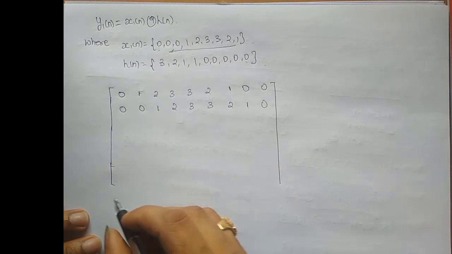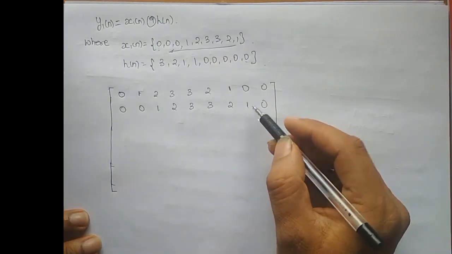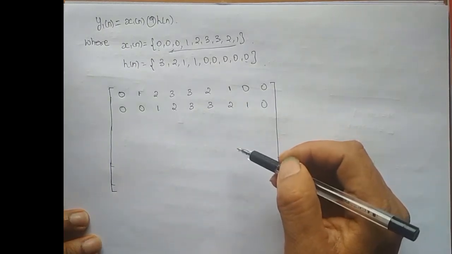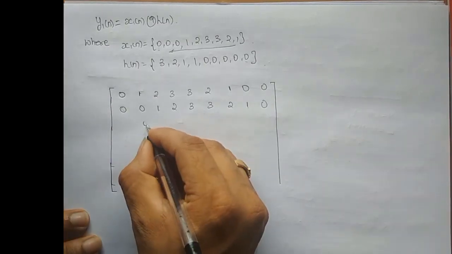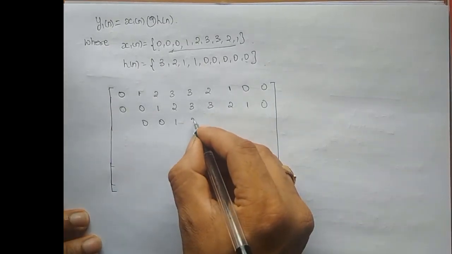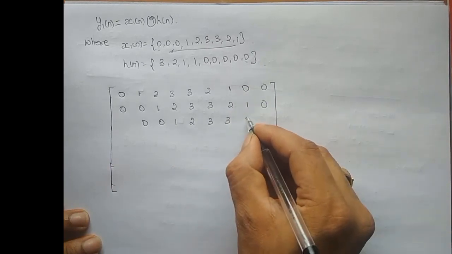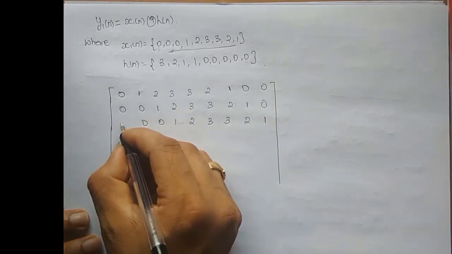Keep on doing this until the number of rows in the matrix is equal to 9. This 0 comes here, this 0 comes here, 1 2 3 3 2 1. So this 0 goes back.